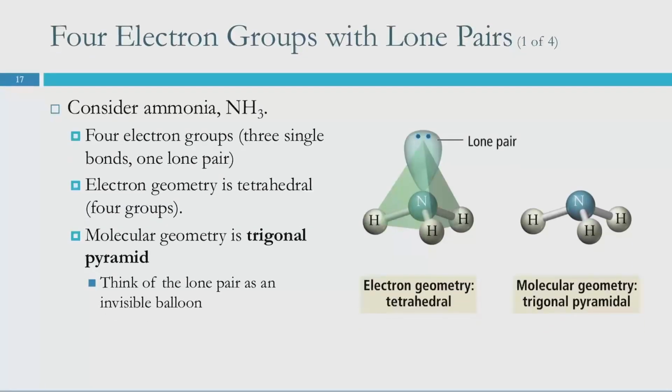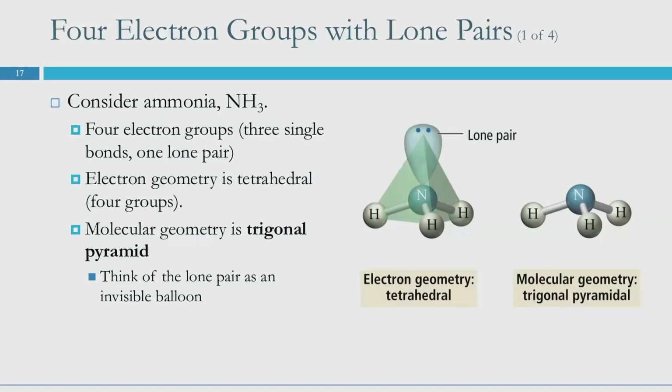So let's consider 4 electron groups with lone pairs. Ammonia is an example that falls into this category. So ammonia is NH3. Our nitrogen is in the middle. It's bonded to each of the 3 hydrogens, and we also have a lone pair on the nitrogen. Because we have a lone pair and 3 bonds, we have 4 electron groups. 4 groups means that we have tetrahedral geometry. So our electron geometry is tetrahedral.